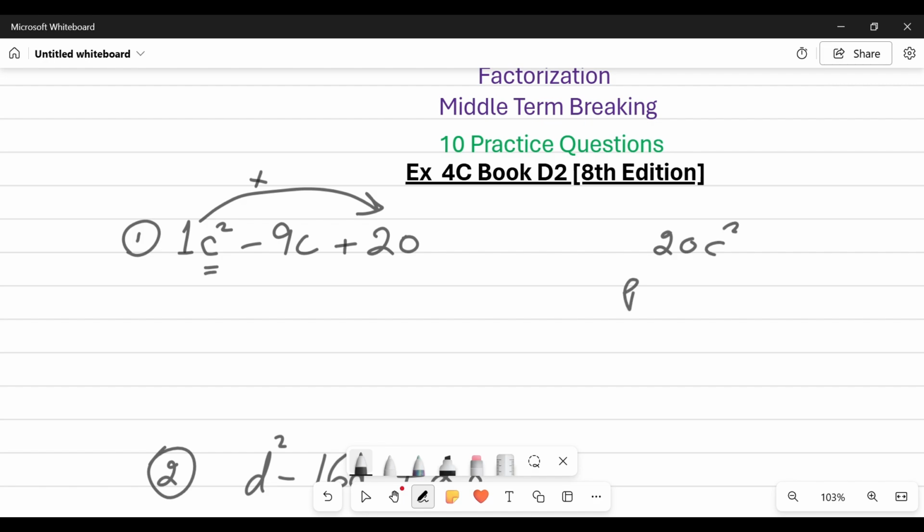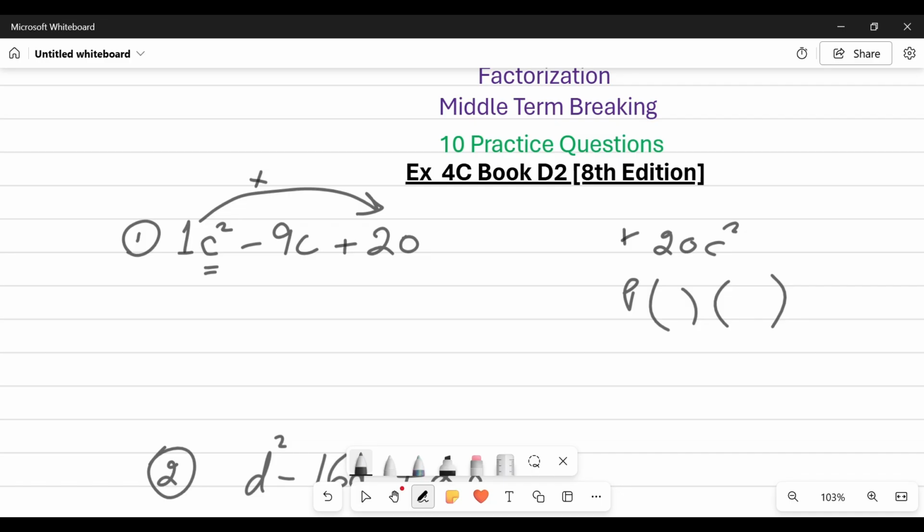So what we need to do, we need to find out two factors. When we multiply, you get 20, right? Or when we add them, we'll get 9. But be careful, in the middle we have a negative sign. So here it's plus 20c square. So the product is 20, right? We need two factors. When we multiply, we'll get 20.